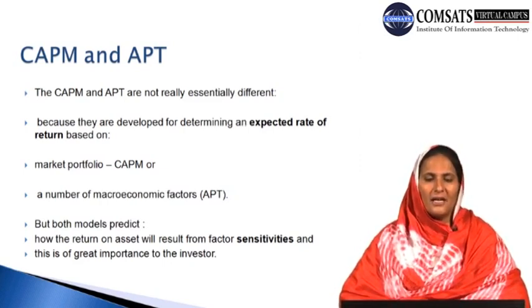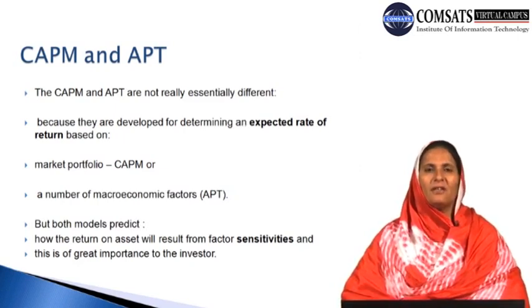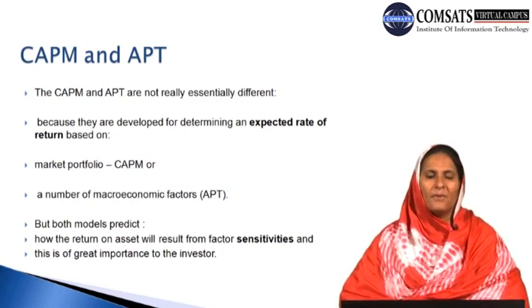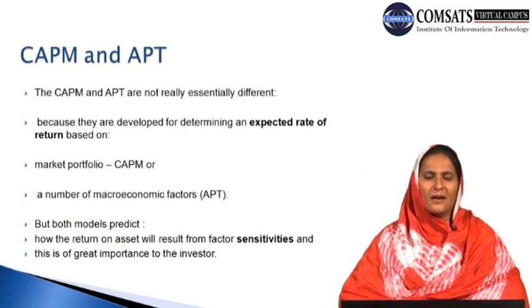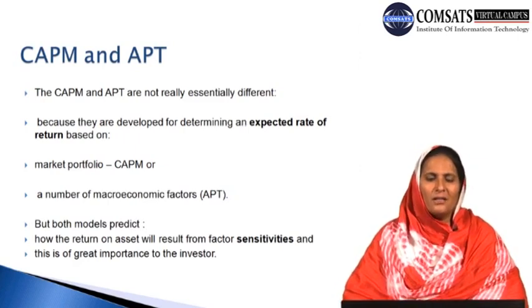Then we have the relationship between CAPM and APT. As we know, CAPM means the capital asset pricing model, and then we have another theory, which is the arbitrage pricing theory. They are not really essentially different. In the last class we discussed that they have some different points, and to some extent they are different, and they basically identify different situations prevailing in the market, but in reality they are not very much different, because they are developed for determining an expected rate of return.